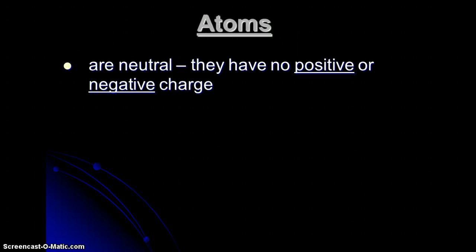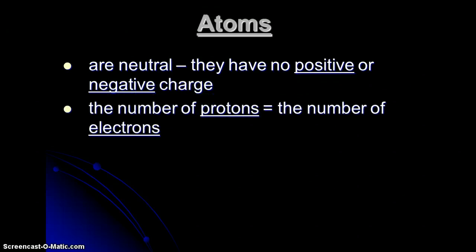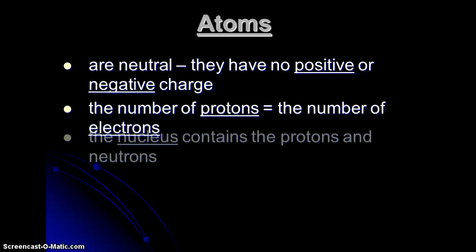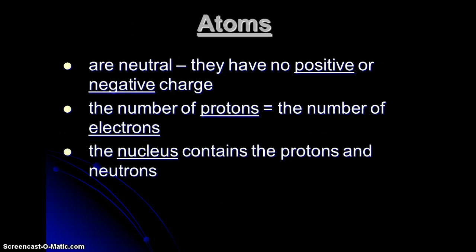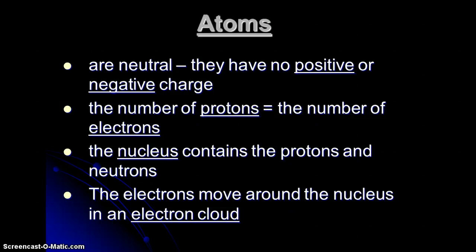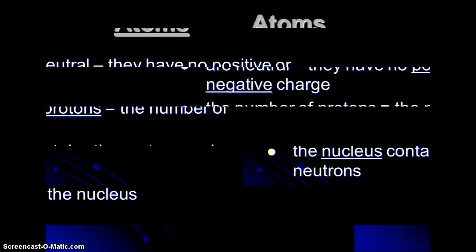Atoms are neutral. They have no positive or negative charge. The number of protons is equal to the number of electrons in a neutral atom. And the nucleus contains the protons and the neutrons, and the electrons move around the nucleus in an electron cloud.